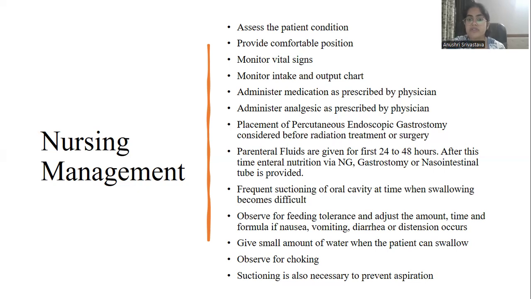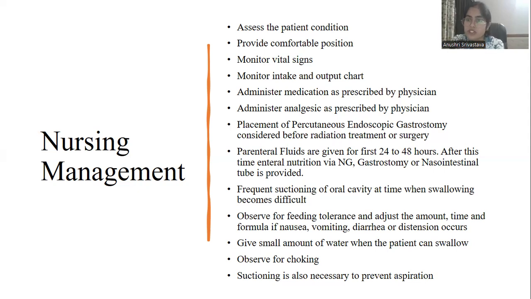We have to observe for feeding tolerance and adjust the amount, time and formula if nausea, vomiting, diarrhea or distension occurs. We have to observe whether the patient is tolerating the feeding. Then we have to adjust the time, amount and formula if the patient has nausea, diarrhea, abdominal distension or vomiting. We have to give a small amount of water when the patient can swallow. After that only we can start the feeding.